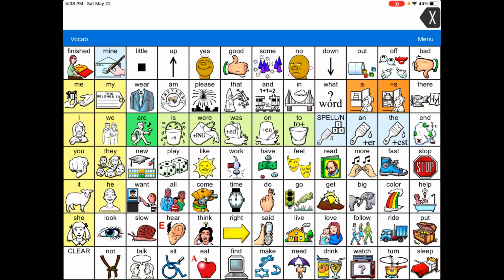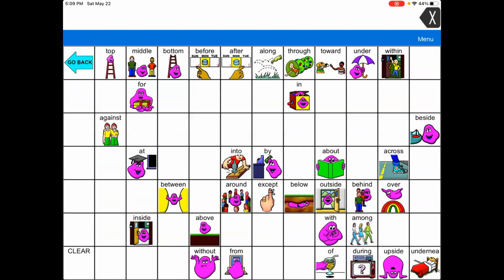All right, let's keep moving across. Next to "and" is "in." There's a bridge there, and the clouds can go over, under, through the bridge. These are our preposition words. Let's check them out. So in these icons, you see we have our cute little purple blob. He helps us decide. If you look across that top row, he's at the top of the ladder. He's in the middle of the boys. He's at the bottom of the ladder. If you keep going across, he's under the umbrella. He's in the box. All of our preposition words.